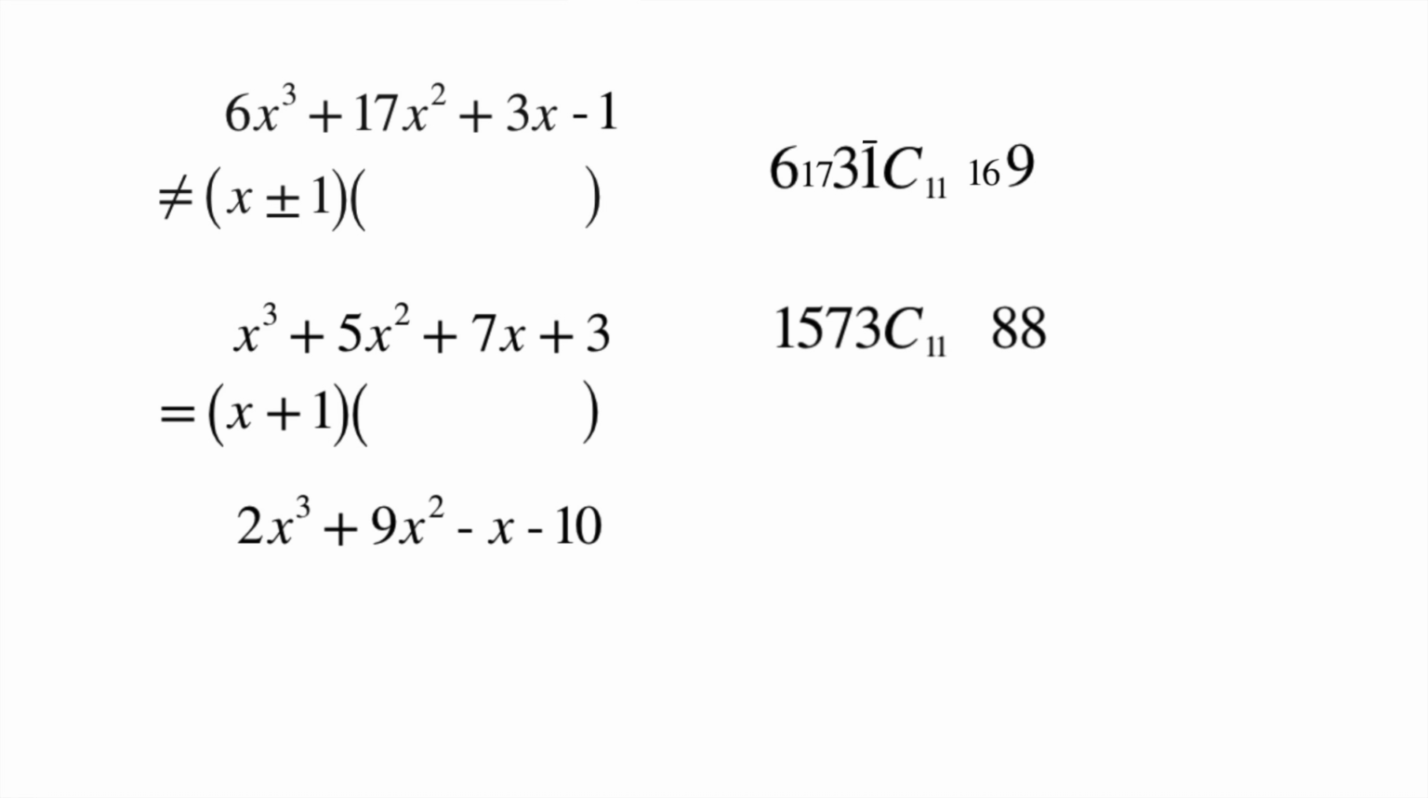Once again, C11. 9 plus neg 10, 2 plus neg 1. When one is the negative of the other, it has factor x minus 1. You can omit writing them, if possible.